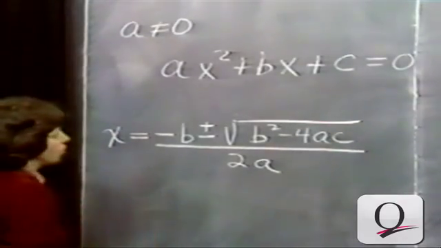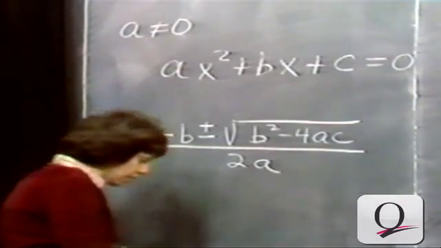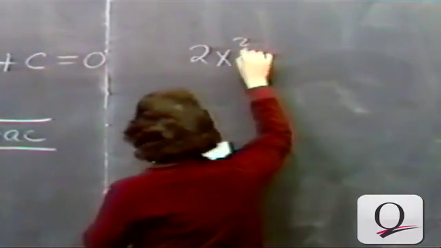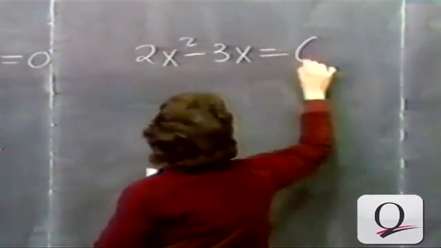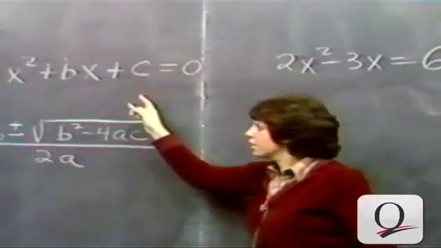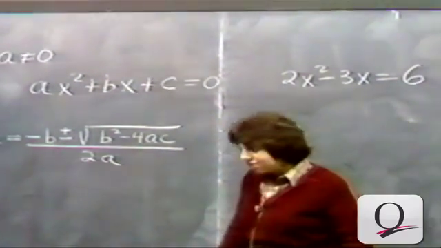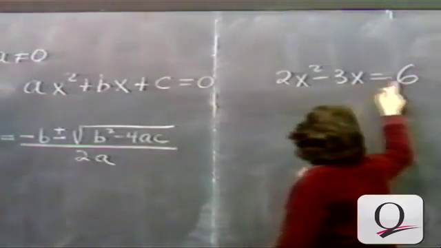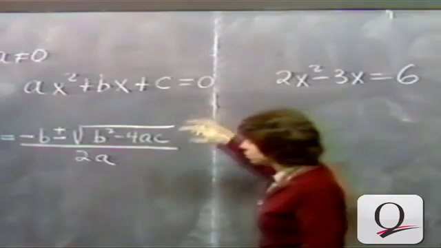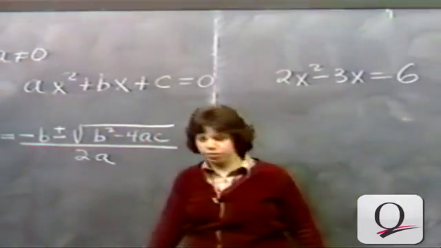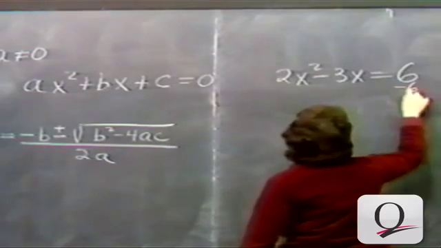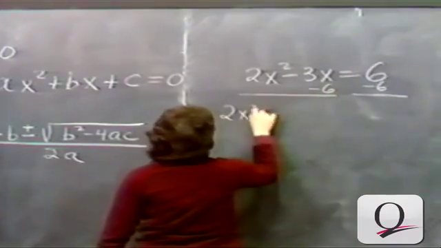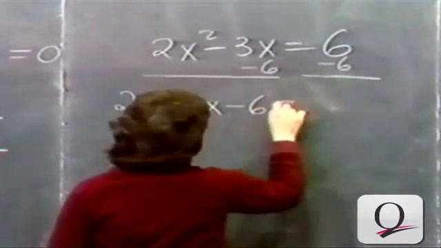Okay, now let's use this formula to solve quadratic equations. Let's start with the example 2x squared minus 3x equals 6. Now, if you look at the formula over here, we must start with a quadratic equation in standard position. That is, everything on one side equals 0. The right-hand side must be 0. In this case, we have 6. Before we can use the formula, it must be exactly in this form. So we're going to subtract 6 from both sides of the equation, giving us 2x squared minus 3x minus 6 equals 0.